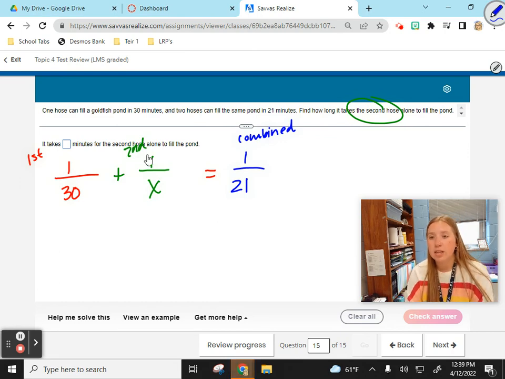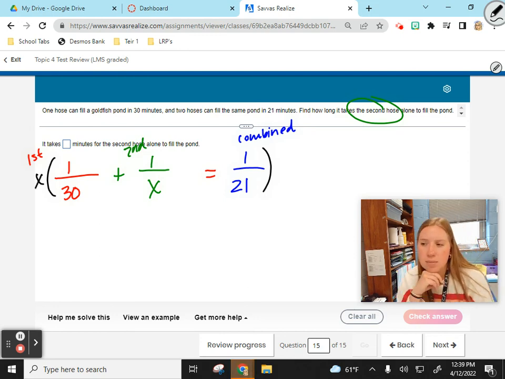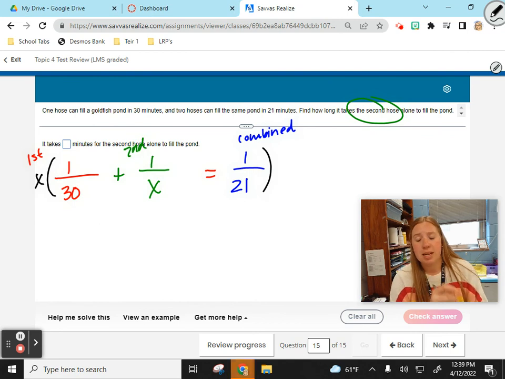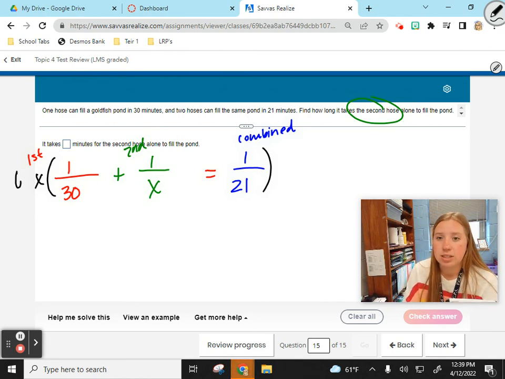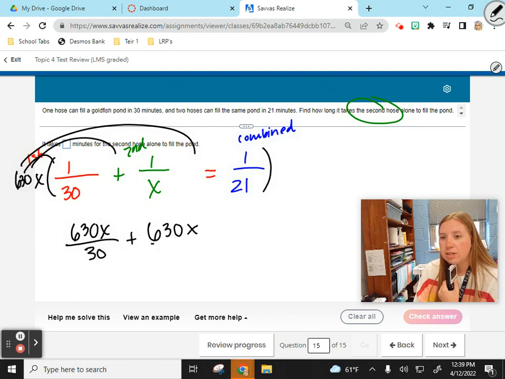I've got a rational equation. I'm going to solve it by multiplying by the LCM. I know it's going to have an x. Actually, I'm not even going to do the LCM. I showed you the LCM in class today. Just going to multiply 30 times 21 together and get 630. And I'm going to distribute that to all three of my fractions. That's going to be 630x over 30 plus 630x over x equals 630x over 21.